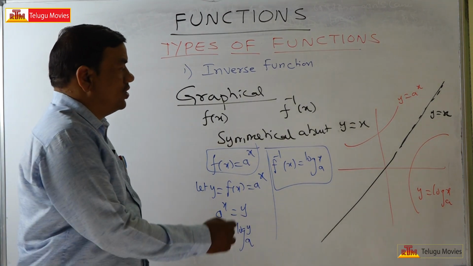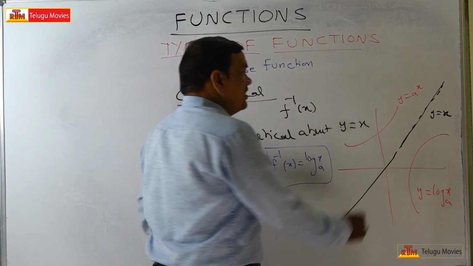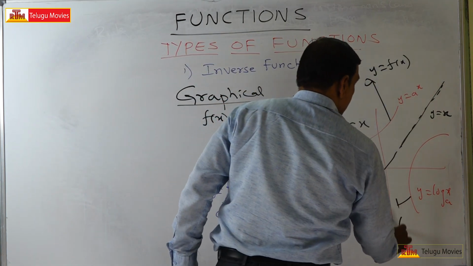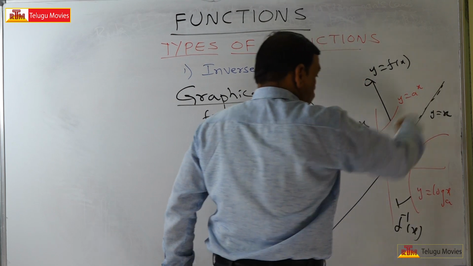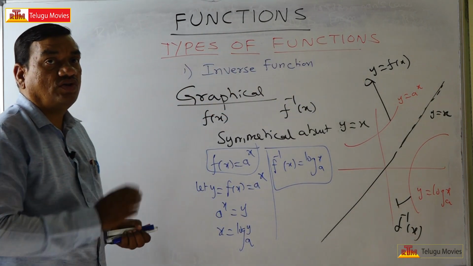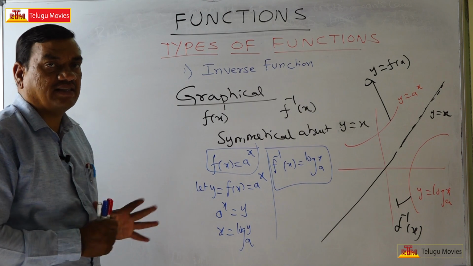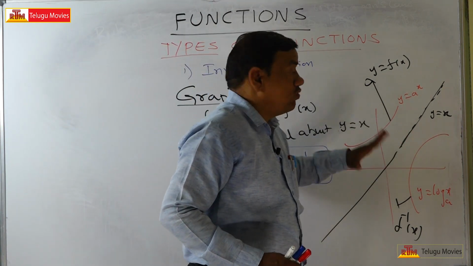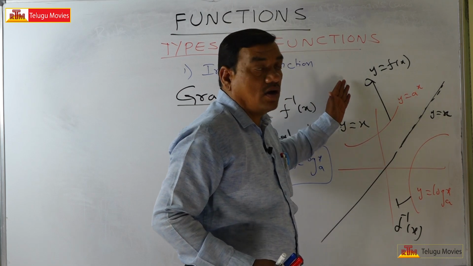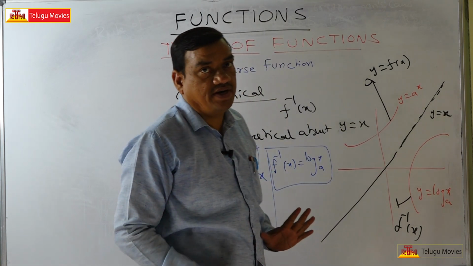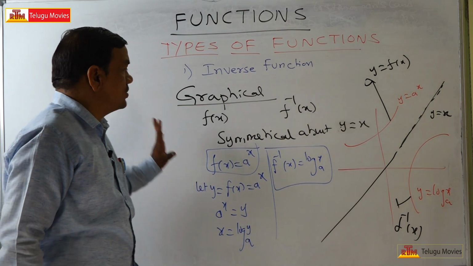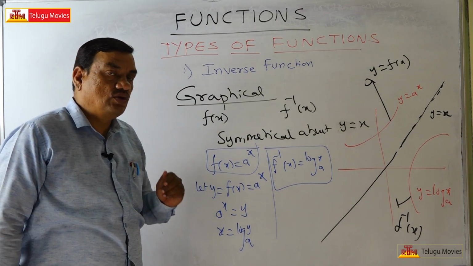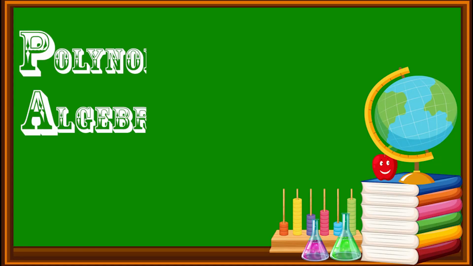So whatever will be the graph, if it is the original function y is equal to f of x, and this is the f inverse function, both are symmetric about the line y is equal to x. Whatever graph comes out, up and down, both are symmetric. Understand this? I hope that you understand this inverse function concept. So let us go for the next concept.